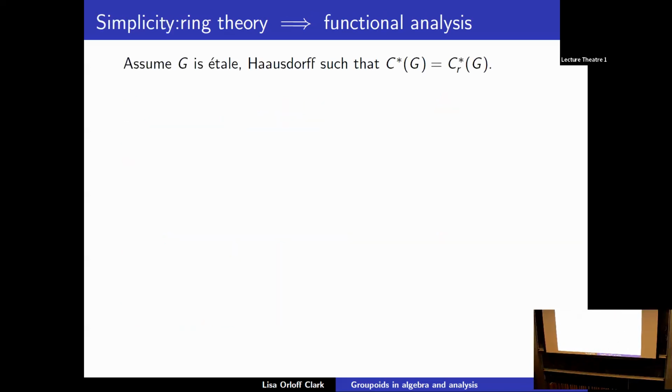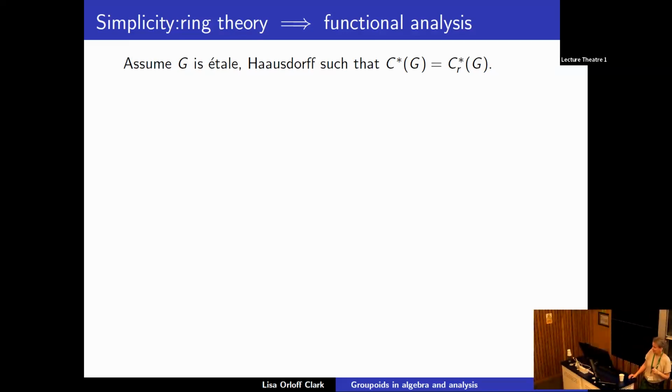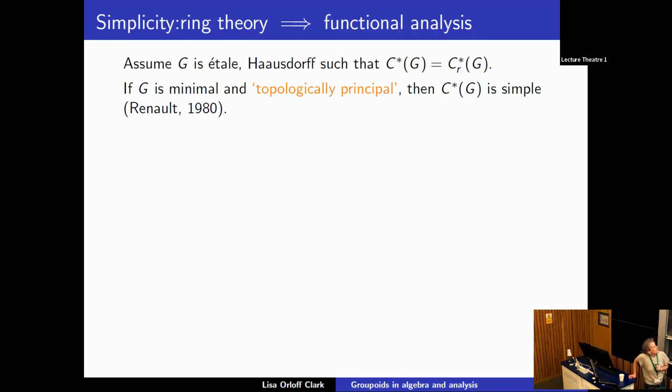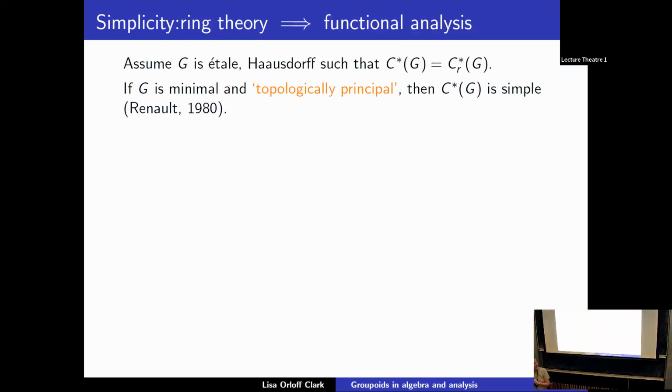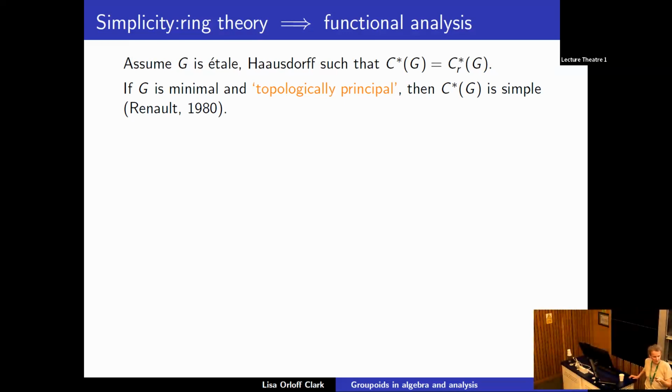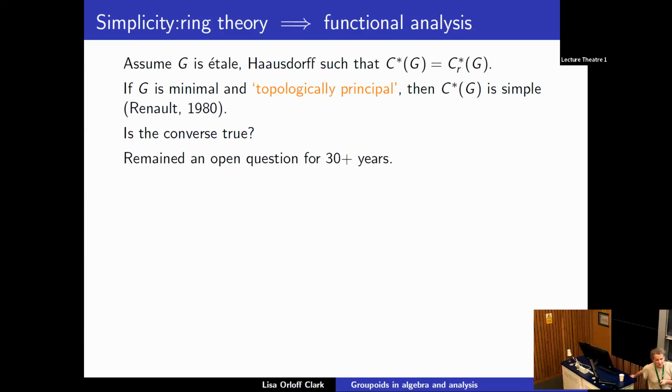All right, gotta go quick. So, more ring theory implies functional analysis. I've talked about this one quite a bit, but for this little bit, let's talk about Hausdorff groupoids. Again, I need to be really clear here that I'm thinking about the reduced and full C-star algebras being equal to each other. Renault says in his 1980 thesis that if your groupoid is minimal and topologically principal, then its C-star algebra is simple. And the question is, is the converse to that true? That was an open question for 30 years plus.